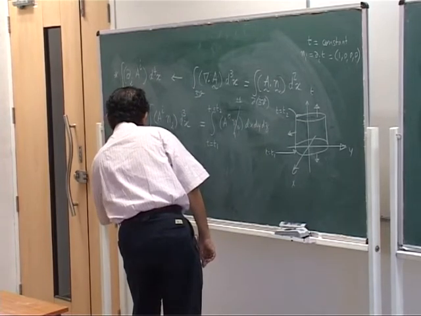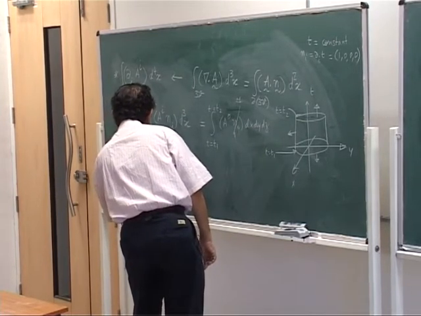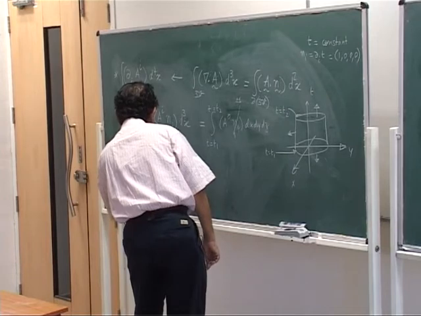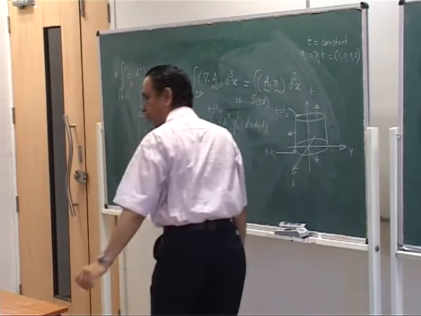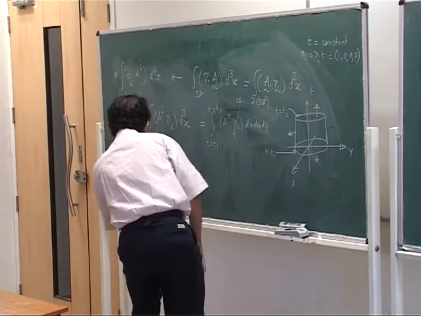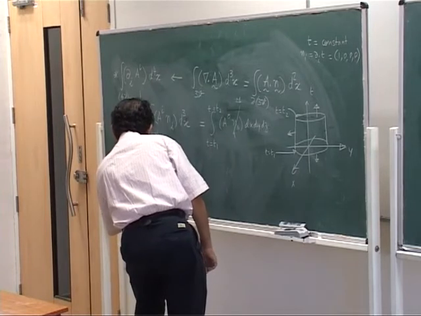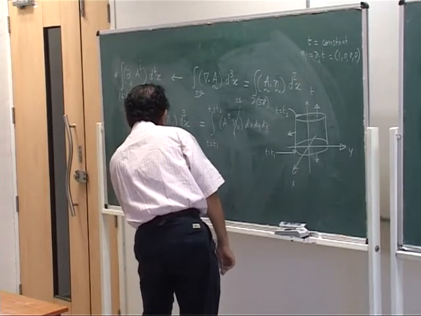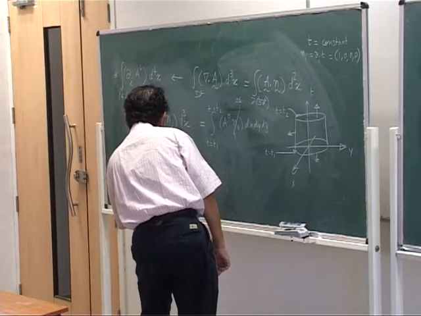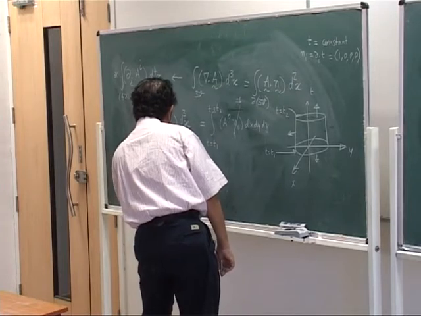So you have the integral of A0 over the whole volume, okay, at t equal to t2, minus the integral at t equal to t1 of A0 d3x.